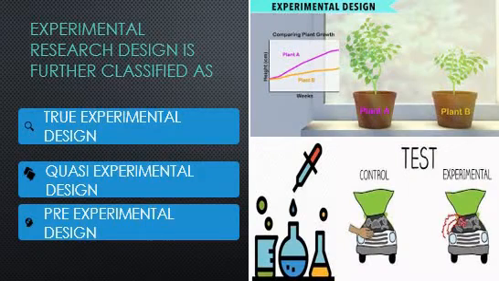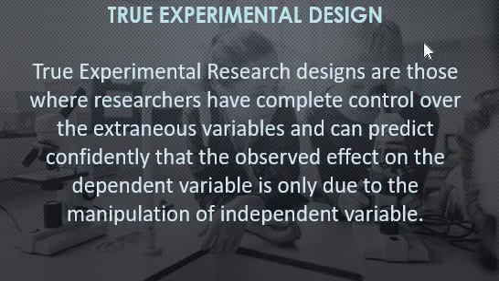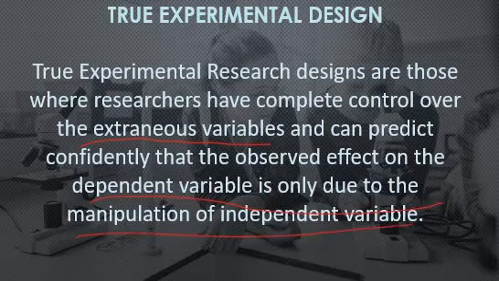Experimental research design is further classified as true experimental design, quasi-experimental design and pre-experimental design. In this session, we are going to talk more about true experimental design. A true experimental research design is one where the researcher has complete control over the extraneous variables and can predict confidently that the observed effect on the dependent variable is only due to the manipulation of the independent variable.